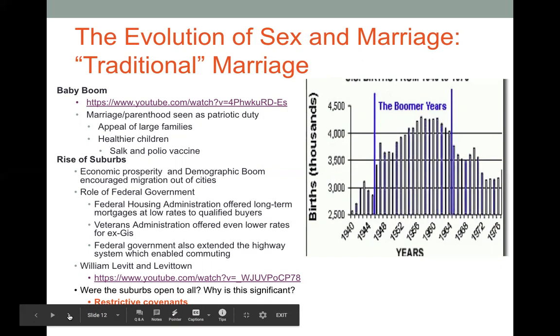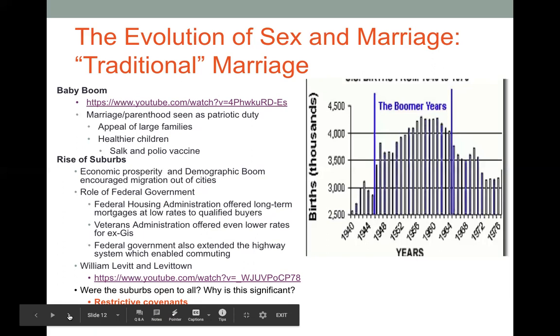And so then what are you going to do with all these children? Well, raising them in cramped apartments in the city is now no longer appealing. So we have the development of the suburbs. These are areas that were rural before, but now they are building single family homes, as opposed to apartment buildings that have multiple families living in them. These single family homes are being built outside of the city. And the federal government plays a huge role here because they offer long-term mortgages at low rates to qualified buyers, particularly for veterans. The Veterans Administration, the VA, offers even lower rates for ex-GIs.